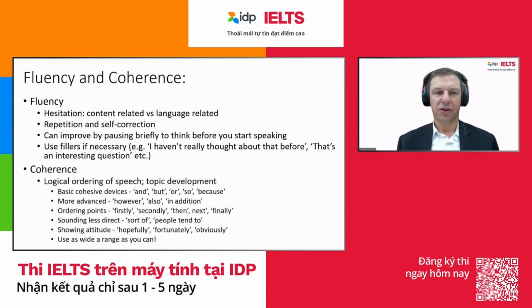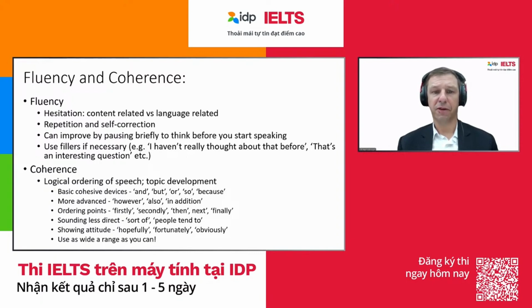Okay, what do we mean by coherence? So coherence is the logical ordering of your speech and something called topic development, how you develop your ideas. Now, we can use linking words, known as cohesive devices in IELTS. Basic ones are the ones we all get taught in elementary classes: and, but, or, so, because. But there are also more advanced cohesive devices as well, such as however, also, in addition, whereas, that kind of thing. But there are also others.